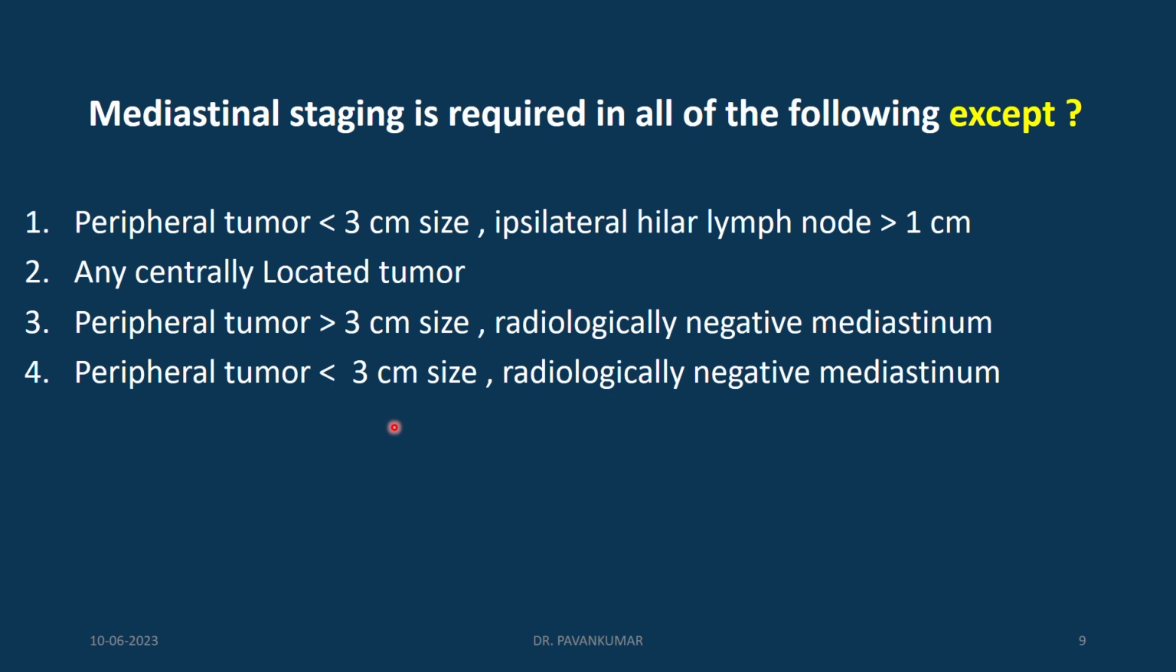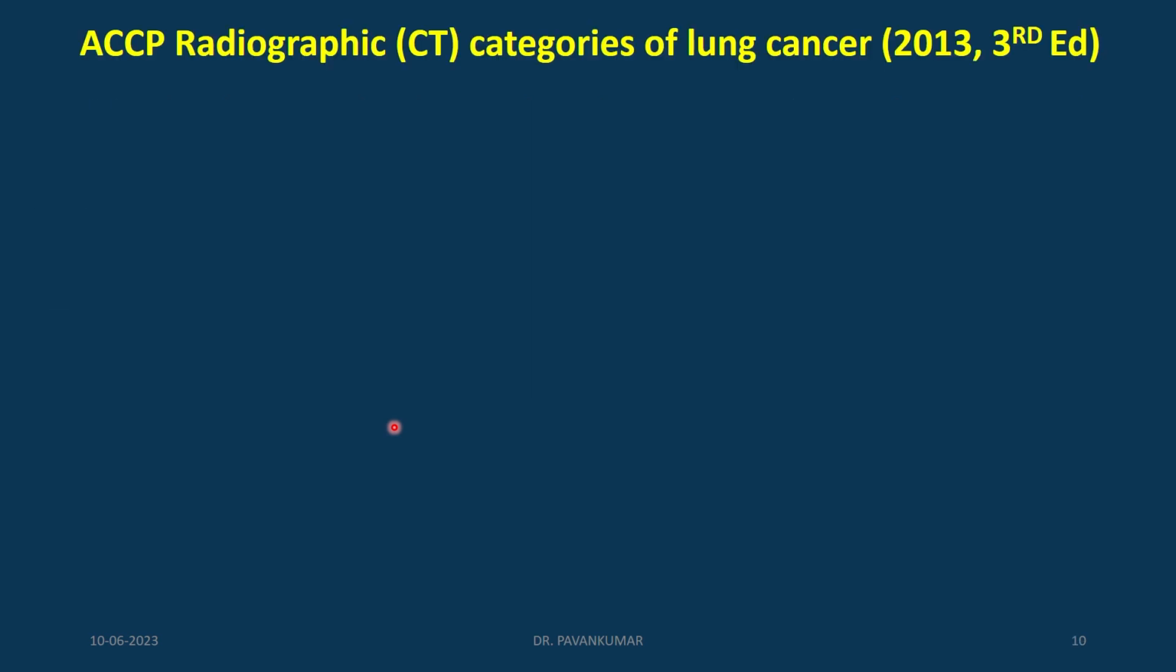This is a small question for you, and we'll quickly go through this in the interest of time. Mediastinal staging is required in all of the following except, and it has been dealt with in two previous talks, and I want 100% answer on this. Peripheral tumor less than 3 centimeter with ipsilateral hilar node more than 1 centimeter; any centrally located tumor; peripheral tumor more than 3 centimeter; radiologically normal mediastinum, that is, there are no nodes or the node is less than 1 centimeter; peripheral tumor less than 3 centimeter with radiologically negative mediastinum. You have 30 seconds to answer this question.